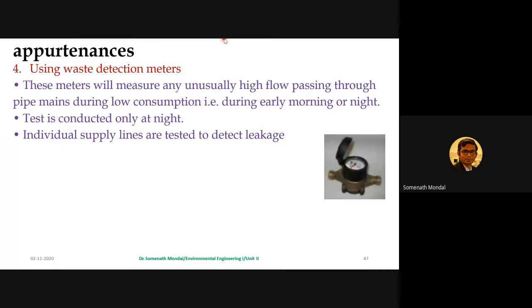So from these different aspects, you should come to a conclusion that a leak may have happened in the supply main. The test for detection with the help of meters is conducted only at night. The individual supply lines are tested to detect the leakage. So these are the different ways by which a leak can be detected in the main supply line.